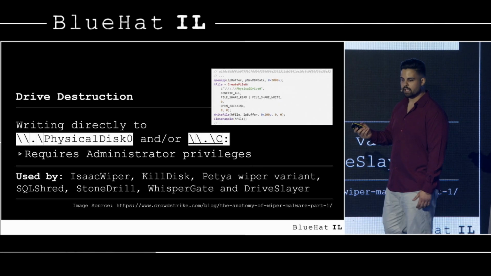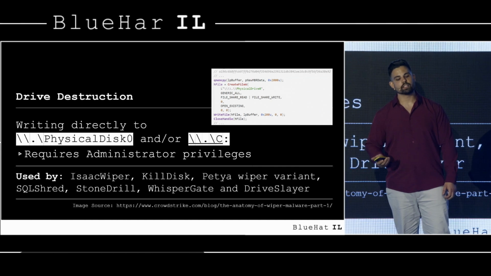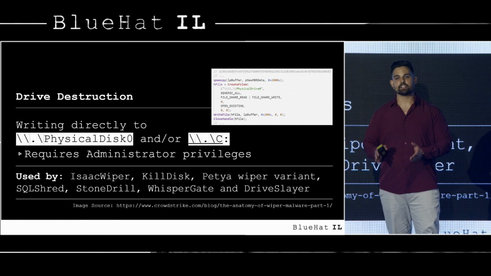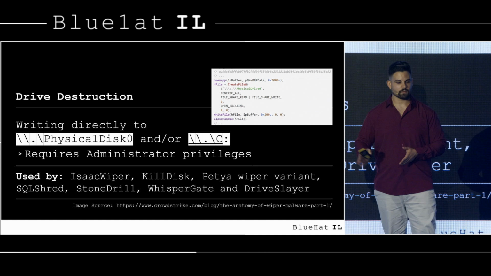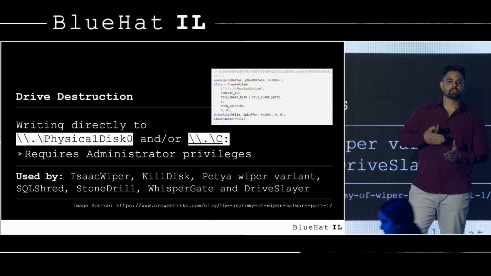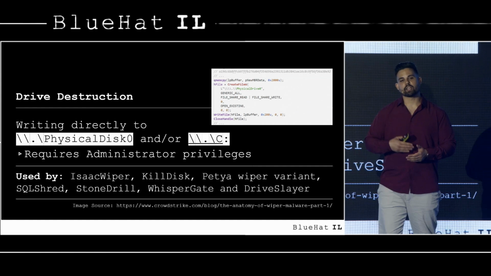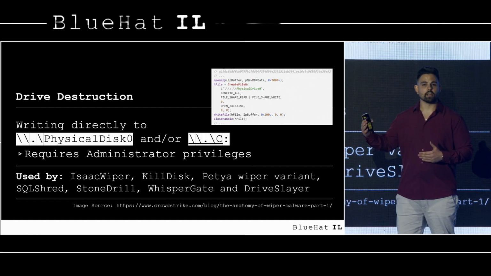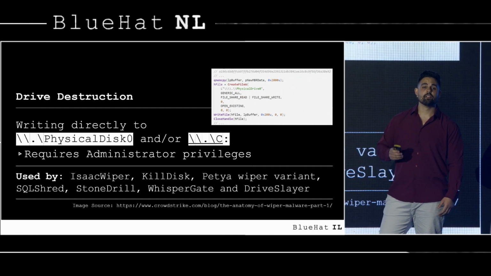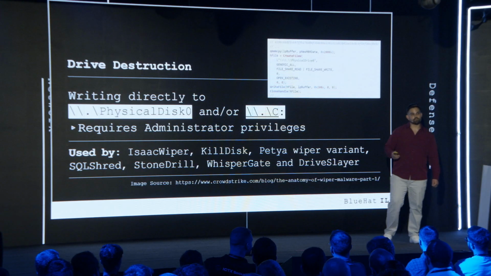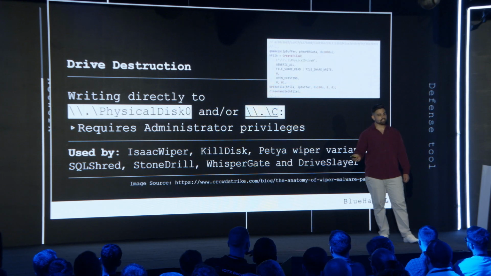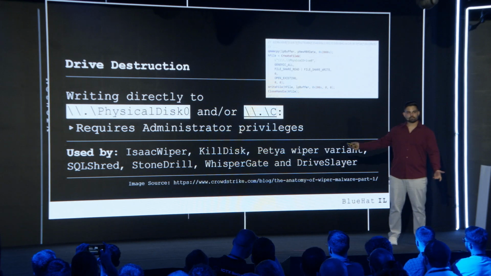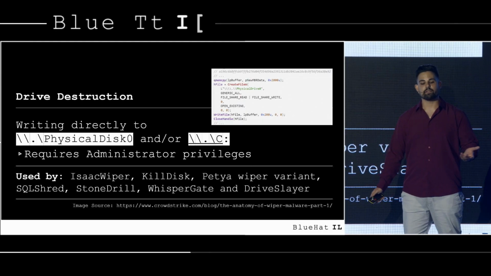Another technique that is very popular among wipers is called the drive destruction technique. In this technique, the wiper basically opens the hard drive as a device, and it just starts writing random bytes directly to it. By writing random bytes to the hard drive as a device, the wiper can overwrite structures that belong to the boot operation, it can overwrite structures that belong to the NTFS file system, and it can overwrite files themselves. This operation, of course, also requires administrator privileges, as it's an operation that can completely ruin the computer. And again, like the previous technique, it is used by very famous wipers that we all know.